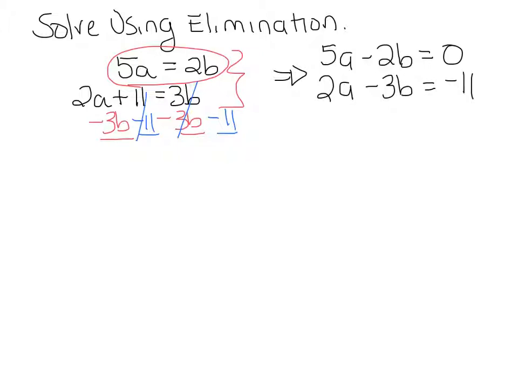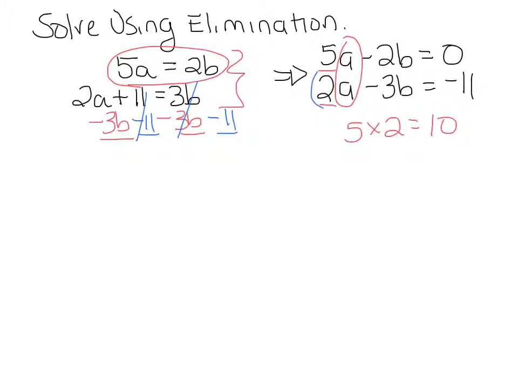When we're using elimination, we want to first identify a single variable that we will eliminate. In this example, I'm going to eliminate a. We want to eliminate it by making the coefficients of a identical but opposite sign. So since 5 and 2 have no common factors, I'm just going to use 5 times 2, or 10. I'm going to try to make both of those 10, one of them positive, one of them negative.